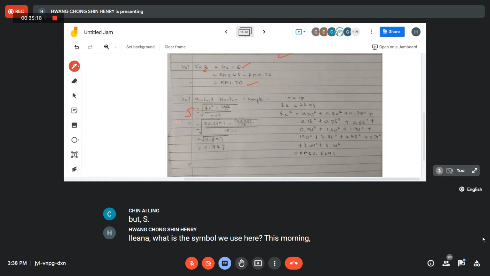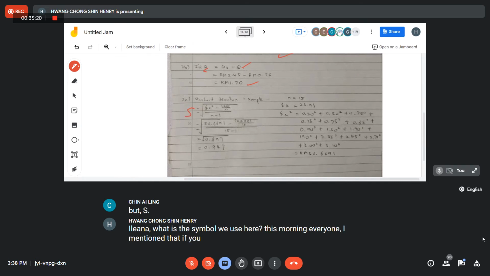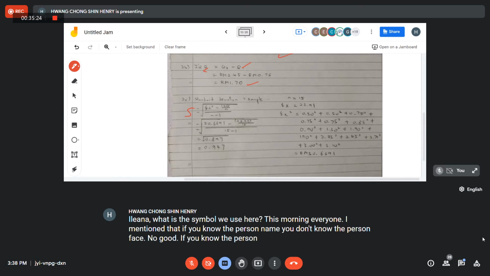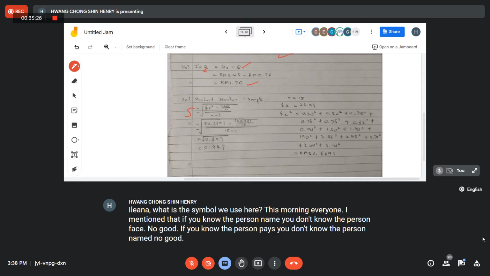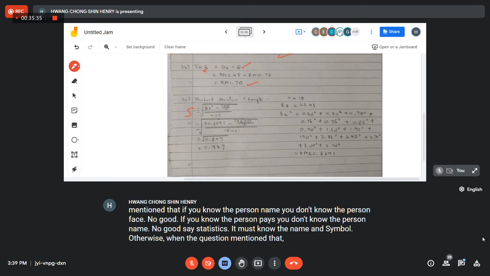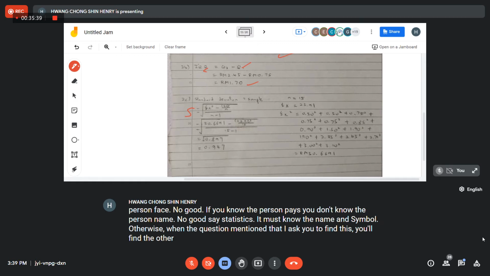This morning, everyone, I mentioned that if you know the person's name but don't know the person's face, no good. If you know the person's face but don't know the person's name, no good. Same with statistics, you must know the name and the symbol. Otherwise, when the question asks you to find this, you find the other. How? You must know both name and symbol. Okay, proceed.